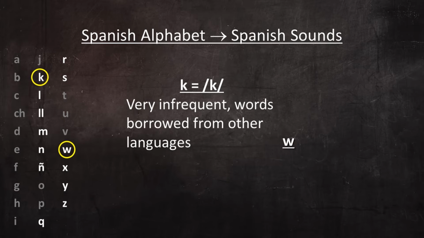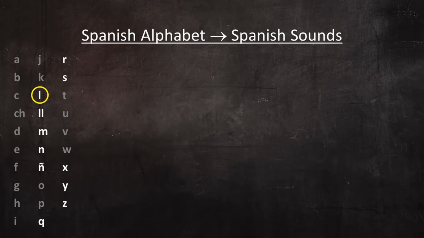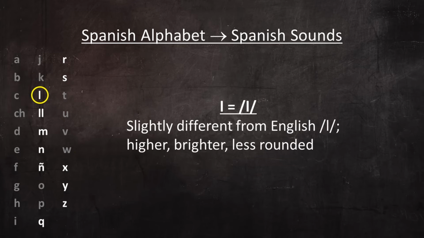Since we're forming categories, W also appears infrequently and really only in proper nouns and words recently borrowed from other languages. It represents the sound made by Spanish U before another vowel in a diphthong, but not an individual Spanish phoneme. The letter L represents the L phoneme, which is slightly different in pronunciation from its English equivalent in that it's pronounced with a higher, brighter, and less rounded sound.